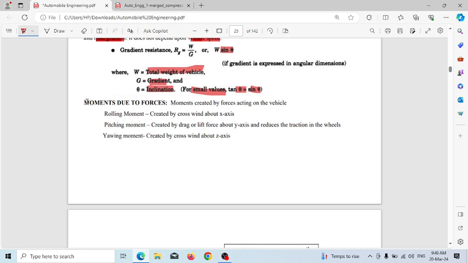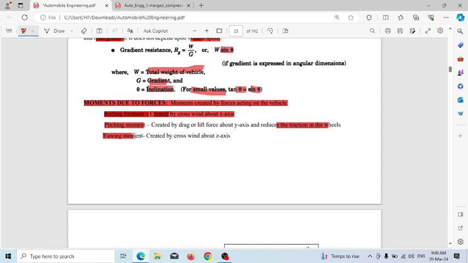Next, moment due to forces. Moments are created by forces acting on the vehicle. Three types of moments occur. The first one is rolling moment, created by crosswind about the x-axis. Then there is pitching moment, created by drag or lift force about the y-axis, which reduces the traction of the vehicle.